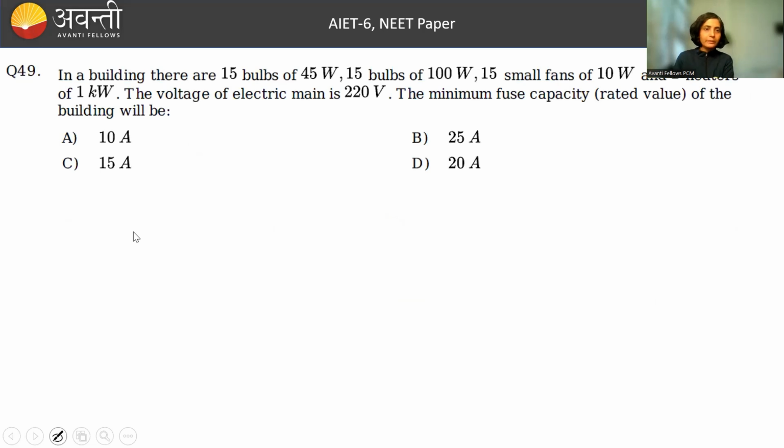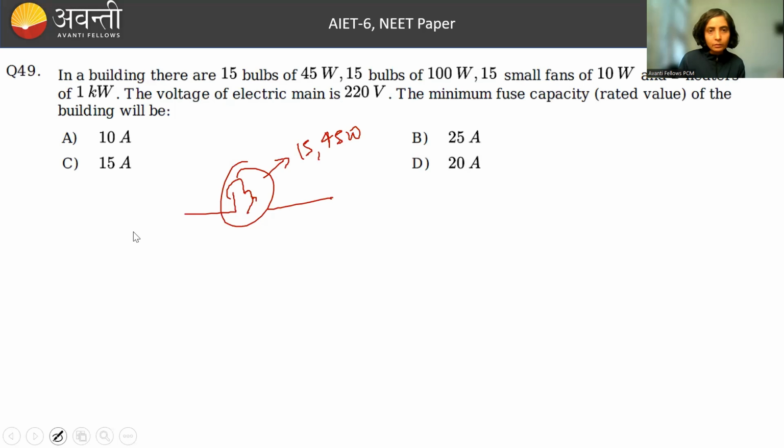Okay, now let's see this question. What is happening? There is a building and there are 15 bulbs of 45 watt. So there are a certain number of bulbs in the building. Then there are another 15 bulbs, and their power taking capacity is 100 watt. Then in the house, what things are there?